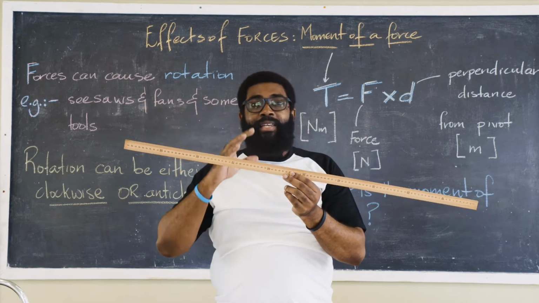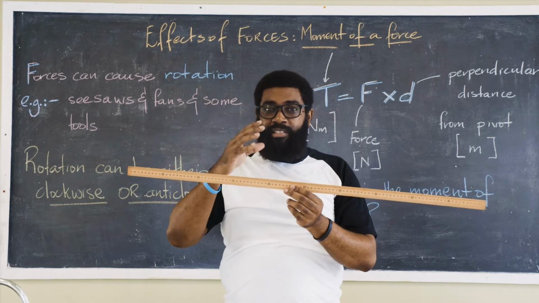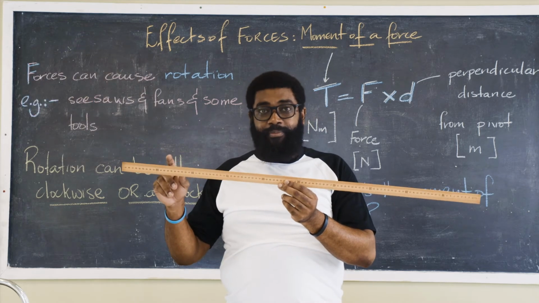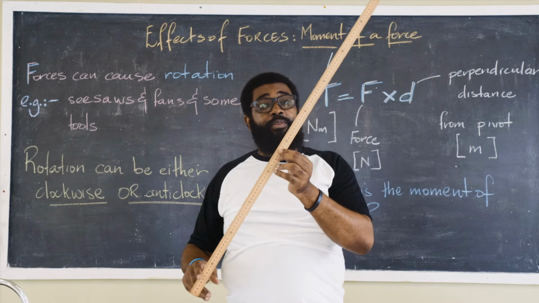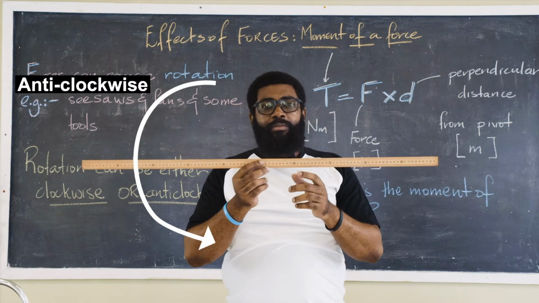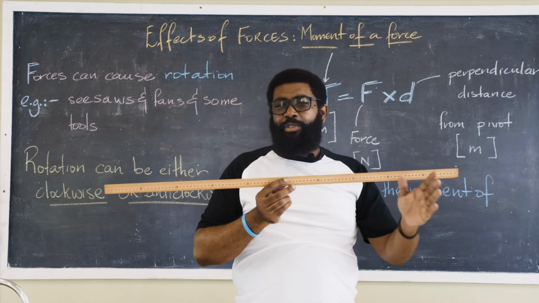Now, clockwise, as the name suggests, means that the object rotates like the arms of the clock. All right? Anti-clockwise is the opposite. Anti-clockwise, I do believe, would be this. Okay, this is anti-clockwise.